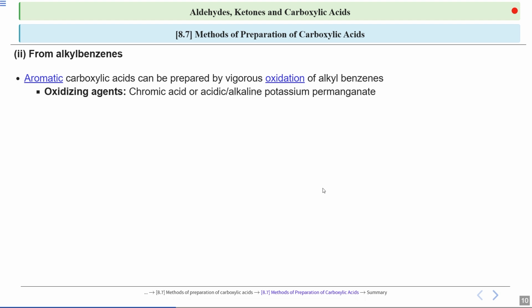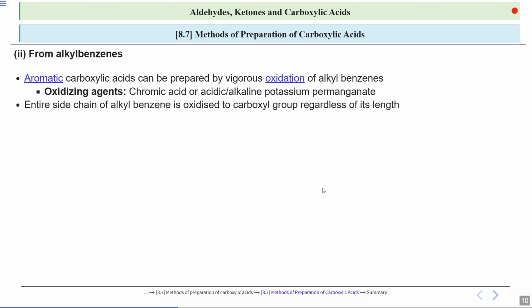To achieve this oxidation, we use strong oxidizing agents. Common examples include chromic acid and potassium permanganate. Potassium permanganate can be used in either acidic or alkaline conditions.